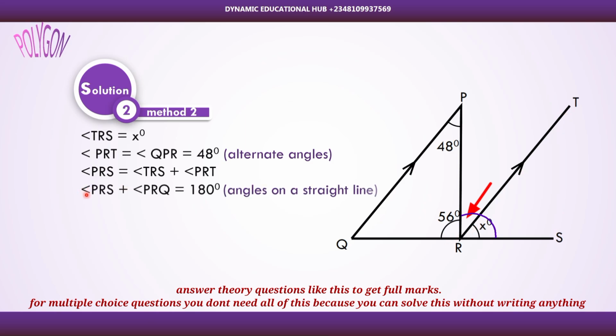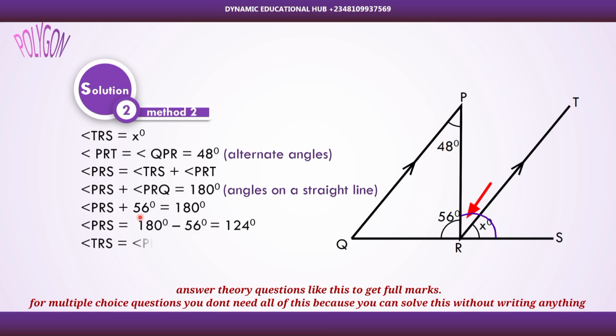And we know that PRS plus PRQ is equal to 180 degrees. So the whole of this angle plus this angle will give us 180 degrees. So PRS plus 56 degrees, the value of PRQ, will give us 180 degrees. So we can find the value of PRS, which is 180 degrees minus 56 degrees, and that is 124 degrees.